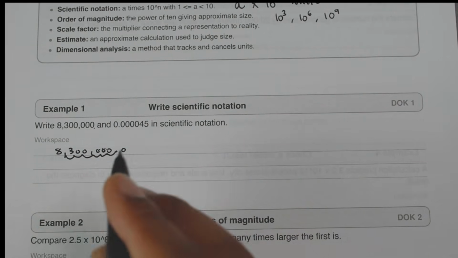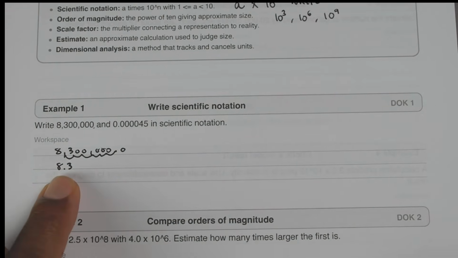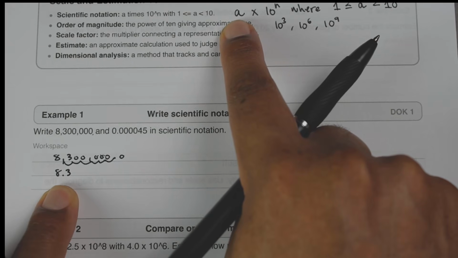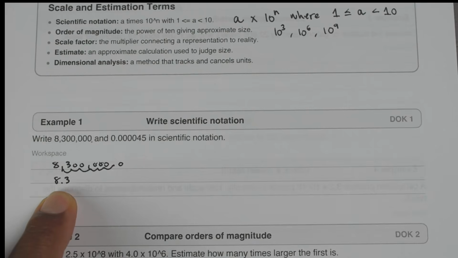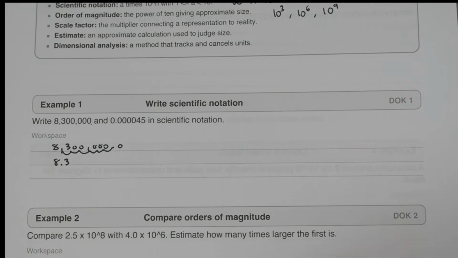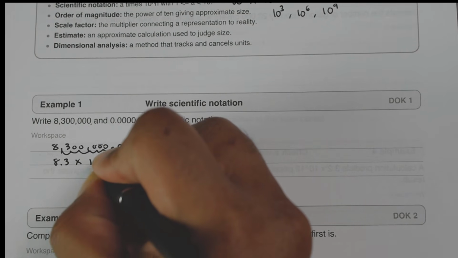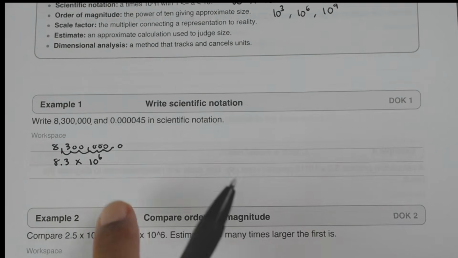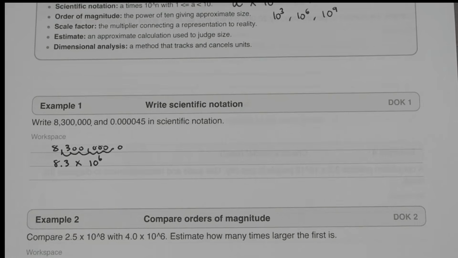1, 2, 3, 4, 5, 6. So putting it there, 8.3 gives me what I want up here, which is that number that is less than 10, but greater than 1. So I moved it 6 places. So I'm going to write times 10 to the sixth power. So the number of spaces you move becomes the exponent that you need.